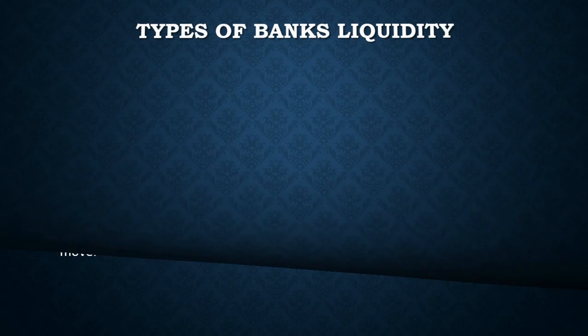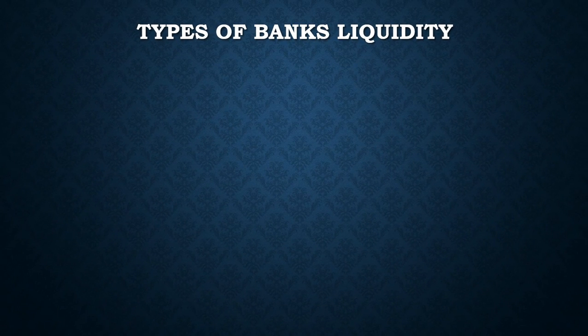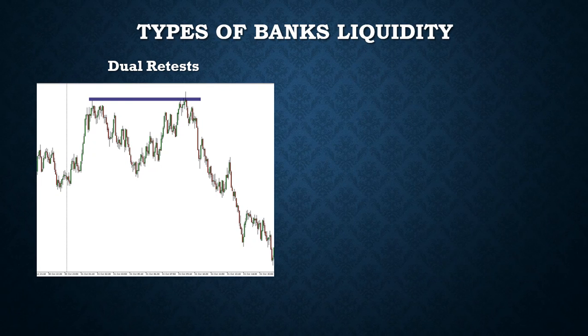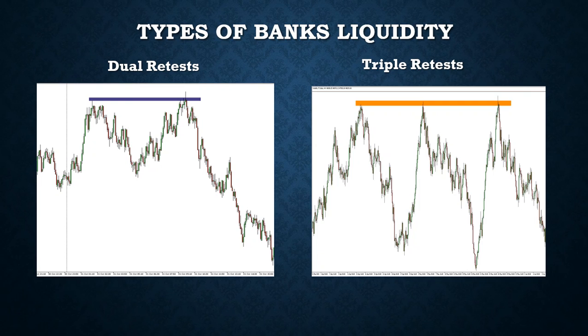So we have types of bank's liquidity here. The types of bank's liquidity are the double retest and the triple retest. If we check, we can see we had our double retest, 1, 2, then we came and had another, a triple retest, 1, 2, then 3. These are the types of bank's liquidity.